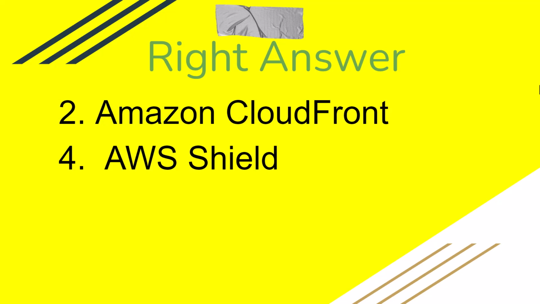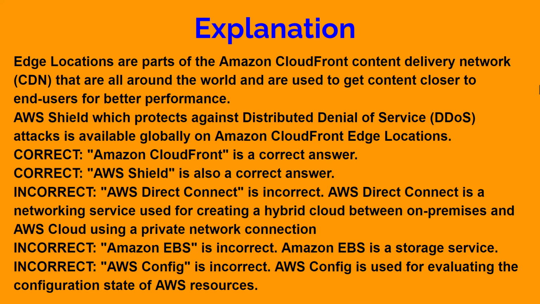4. AWS Shield. Explanation. Edge locations are parts of the Amazon CloudFront Content Delivery Network, CDN, that are all around the world and are used to get content closer to end users for better performance. AWS Shield, which protects against distributed denial of service, DDoS, attacks, is available globally on Amazon CloudFront edge locations. Correct. Amazon CloudFront is a correct answer. Correct. AWS Shield is also a correct answer.